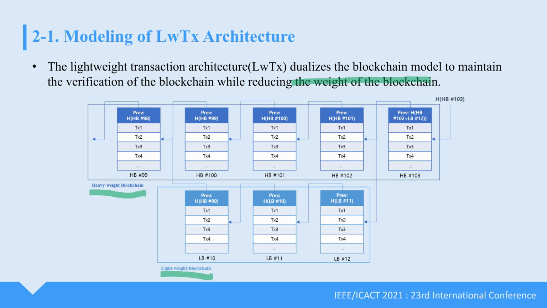First, the initial block of the lightweight blockchain branches and receives the last verified block of the heavyweight blockchain network. Second, transactions occurring in the lightweight transaction network are securely collected and stored in a lightweight block, and this process repeats until certain conditions are met.